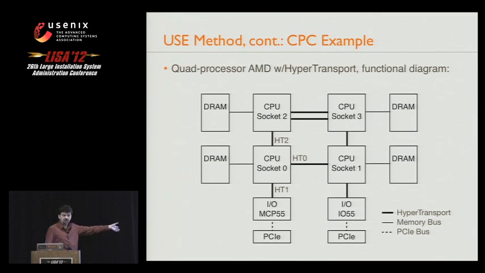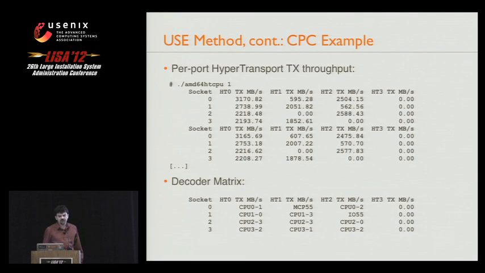It was AMD HyperTransport. For example, here's CPU socket 0. It has 3 HyperTransport ports that connect it to the I/O MCP55 for the PCIe devices. HT0 connected to socket 1, HT2 connected to socket 2. Wouldn't it be great if I knew the utilization for all of those HyperTransport links? And so I used CPU performance counters and wrote this thing called amd64htcpu, and that's the decoder matrix. It shows me the throughput for each of those links.